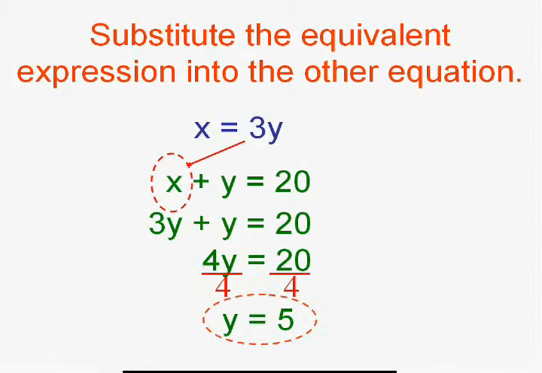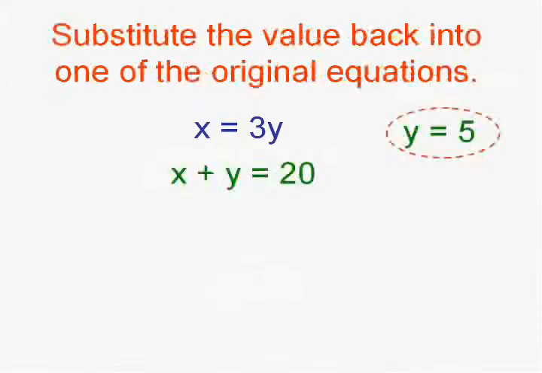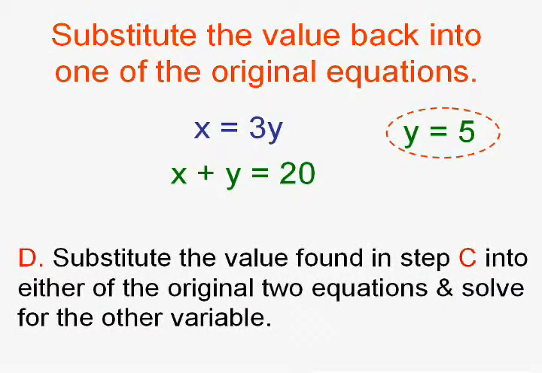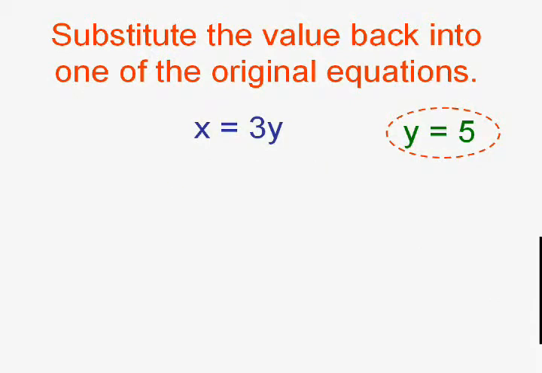Is that your final answer? Well, remember, I'm looking for a point of intersection, and a point has an x and a y. So I'm halfway there, because I've found the y, but I still have to find the x. But I have more information now. So what I'll do is take the value of y, which is 5, and substitute it into the original equation instead of y. So instead of y, I'm going to write 5.